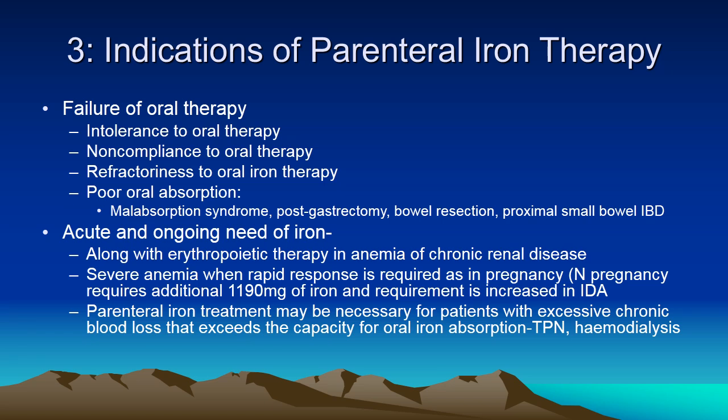Acute and ongoing need of iron is seen along with erythropoietin therapy in anemia of chronic renal disease, and in severe anemia when a rapid response is required as in pregnancy, and this can be achieved with IV iron, particularly when the patient cannot be followed regularly. Parenteral iron treatment may also be necessary for patients with excessive chronic blood loss that exceeds the capacity of oral iron absorption, for example, total parenteral nutrition, and patients on continued hemodialysis.